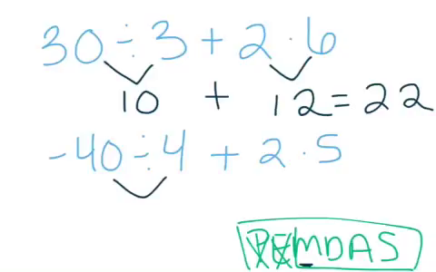Down here, same thing. We're going to start with division for a -10. We're going to multiply. -10 plus 10. We have two opposites, which we know will come out to equal 0.